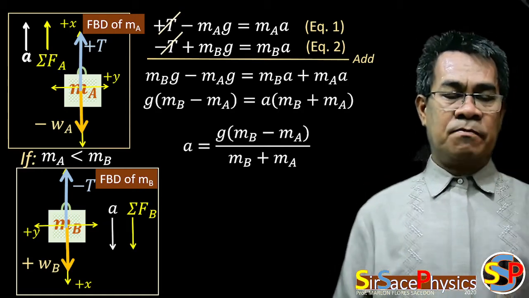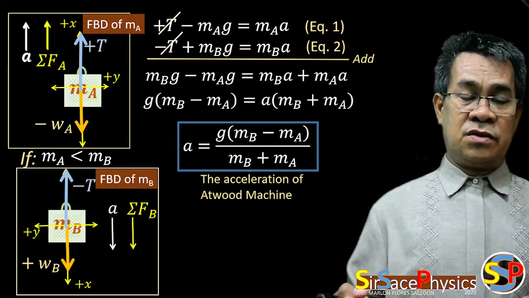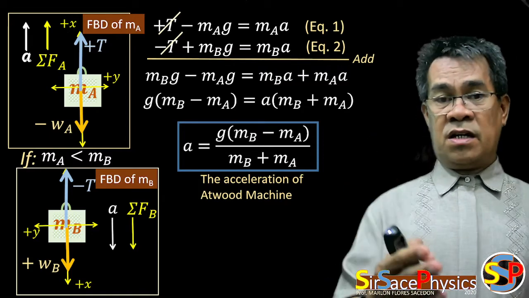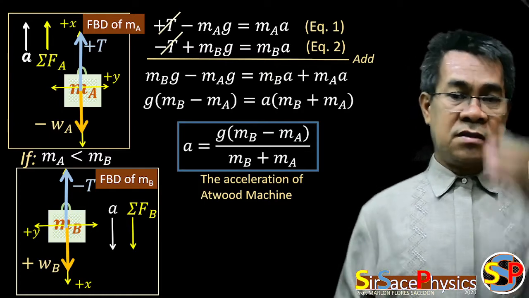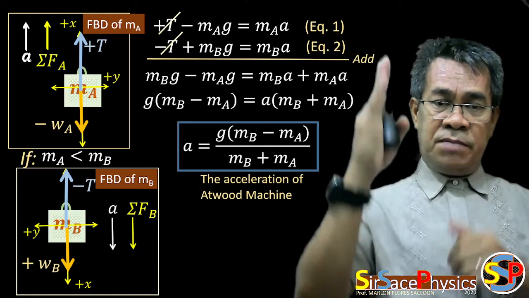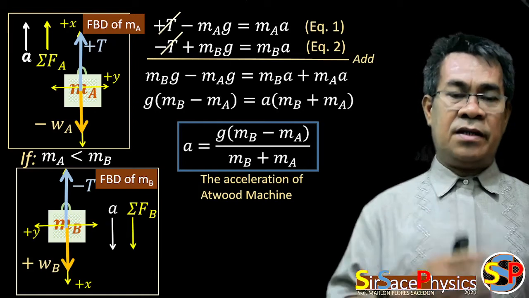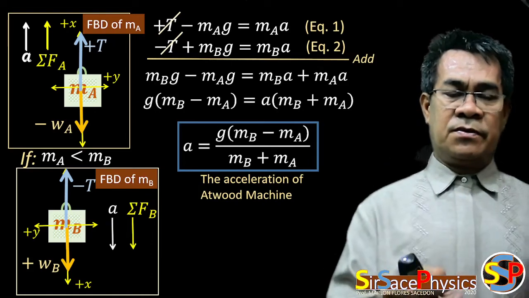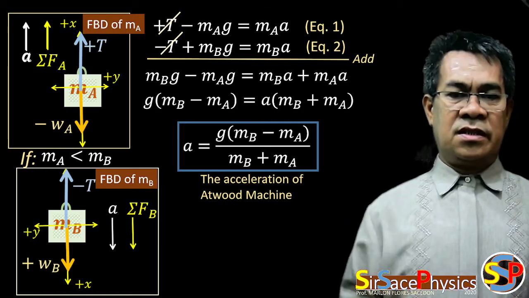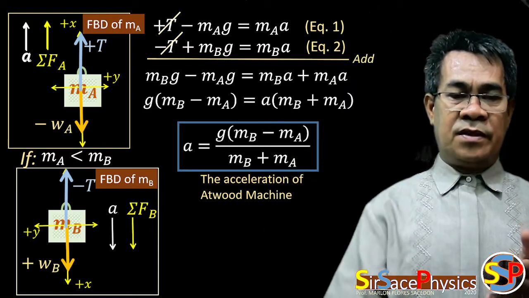This is the formula to obtain the acceleration for the Atwood machine. So this formula is called the acceleration of the Atwood machine. This is only applicable for the Atwood machine. Take note that for this formula, we assume that B is greater than A, or A is less than B. Meaning, if you use this formula and you come up with a negative answer, then A will not move upward, hence B will move downward, and vice versa.